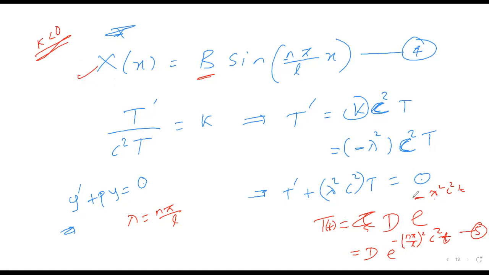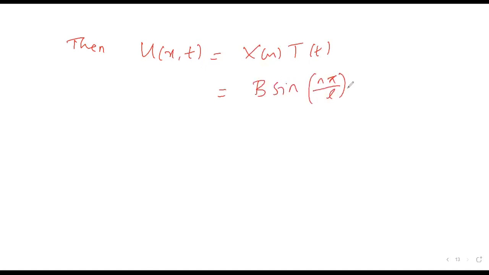Let me continue, and we have to go a little faster because we need to do more things. Since I have u of x comma t as X of x and T of t, I can incorporate my answer as B sine of n pi over L of x. And also for the T, I can say D of anything, e to the power minus n squared pi squared over L squared c squared t.